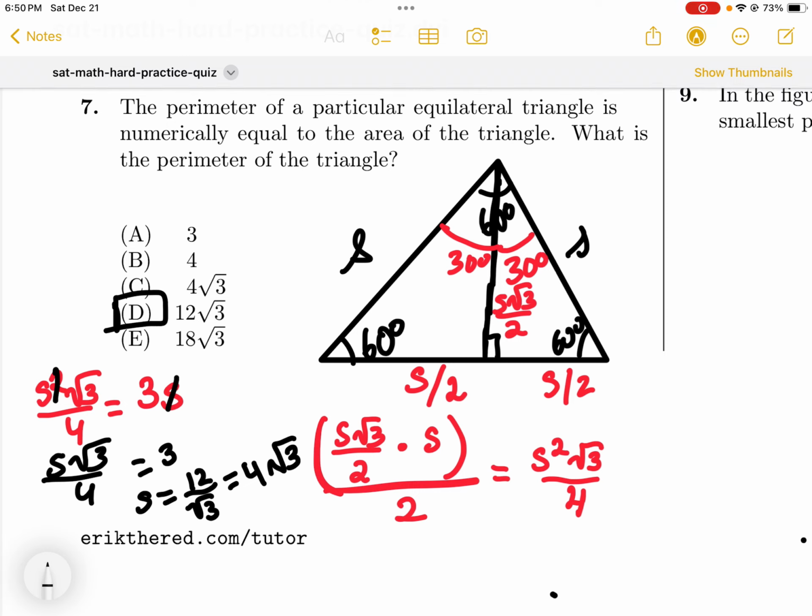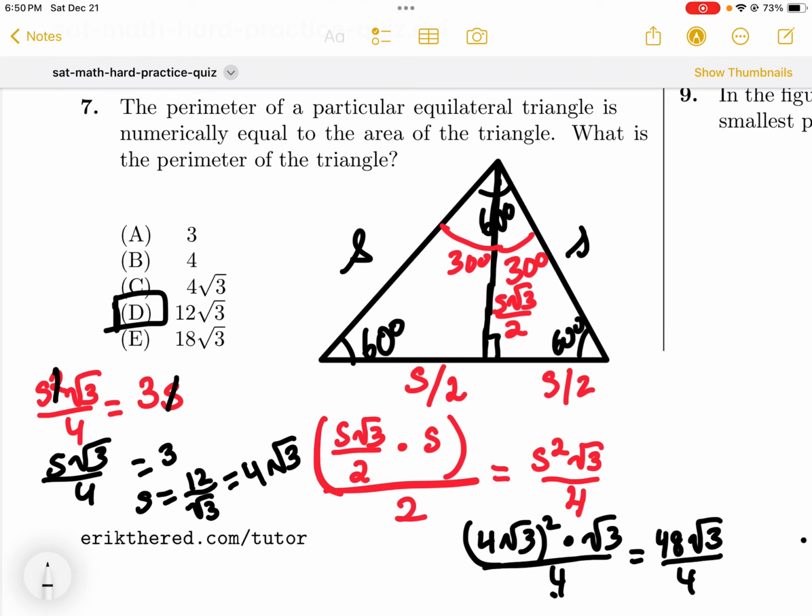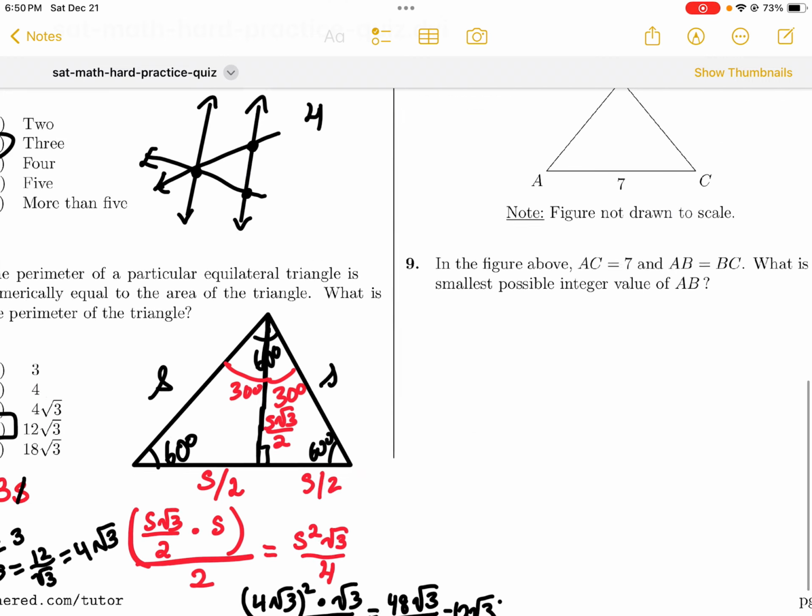And let's check our work. If I substitute s equals 4 root 3 into this equation, I get 4 root 3 squared times root 3 divided by 4, which is equal to 48 root 3 divided by 4, which is equal to 12 root 3, which is the triangle's perimeter. So we know we have the right answer. Alright, let's keep moving.